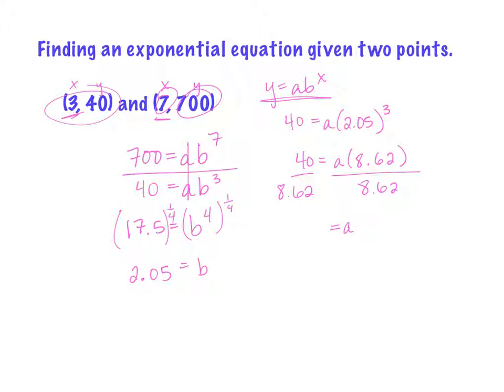Now, here's the thing about this. Because we're rounding things off and because I have 2 different points I'm dealing with, some equations may come out a little bit different, and that's fine. But the way I want to write this out, once I have my a and my b value, 4.64 times 2.05 to the x. So that's the process for finding an exponential equation.